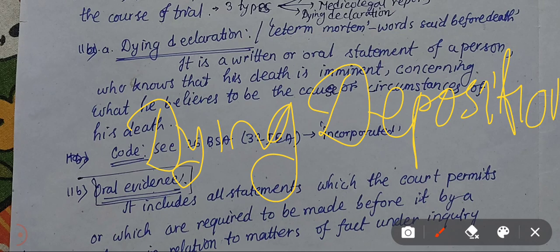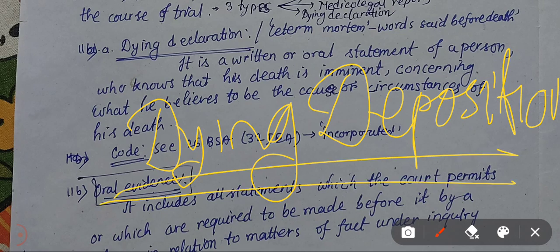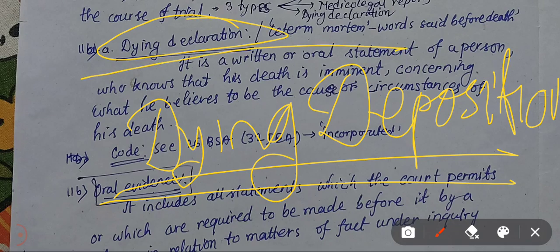But dying deposition was more preferred over dying declaration, because a dying deposition will still be valid even if the person survives, but a dying declaration will not be valid if the person survives. To validate the dying declaration, the person has to die.